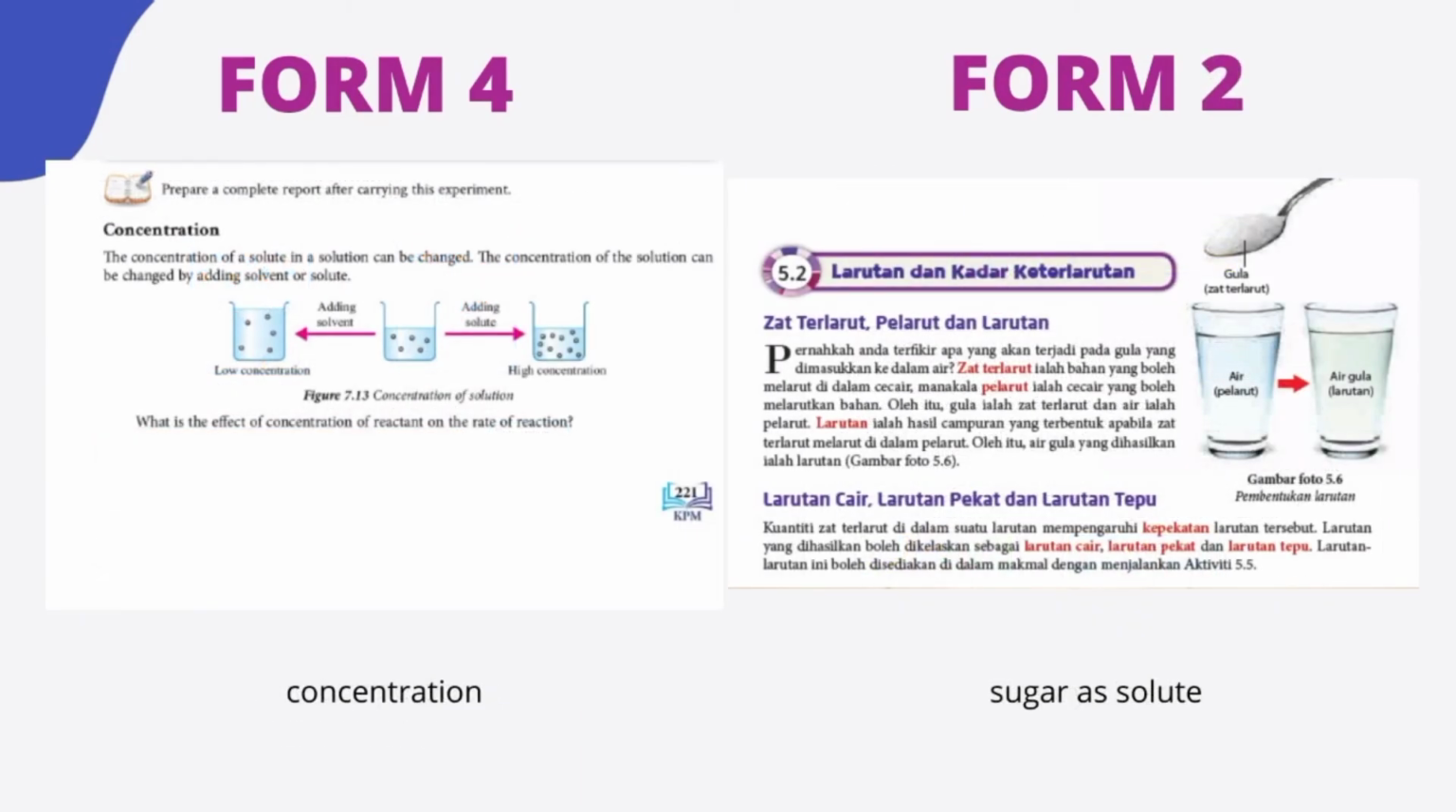Next, in Chapter 7 Form 4, the concentration of a solute in a solution can be changed by adding solvent or solute. The same concept is applied in Chapter 5 Form 2 when sugar, which acts as a solute, is added in water that acts as solvent and the solution will become high concentration.